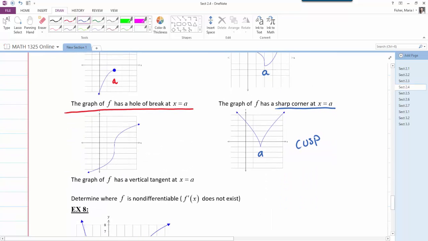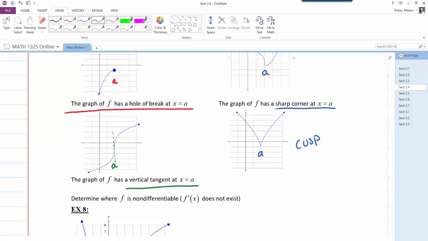And finally, you have a vertical tangent at a. So we'll call that the point a. So this would have a vertical tangent line. Anywhere you have a vertical tangent, you are not differentiable at that point. So we fail to be differentiable if we have a jump or a break, a sharp corner or a cusp, or a vertical tangent.